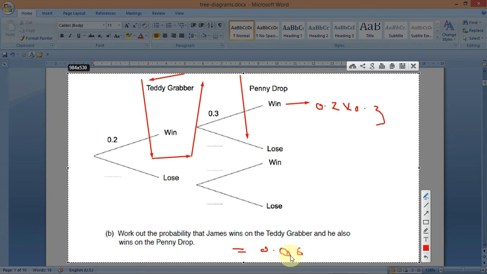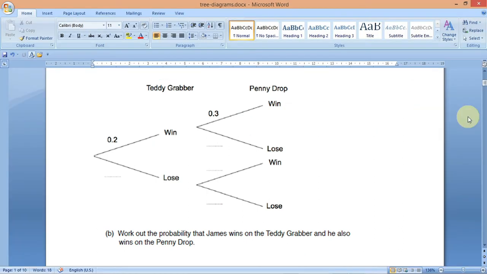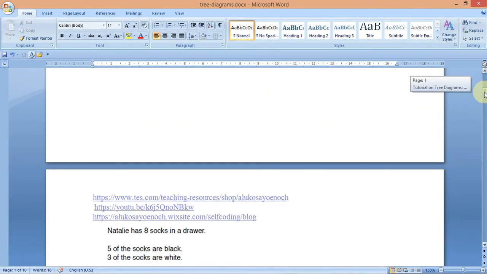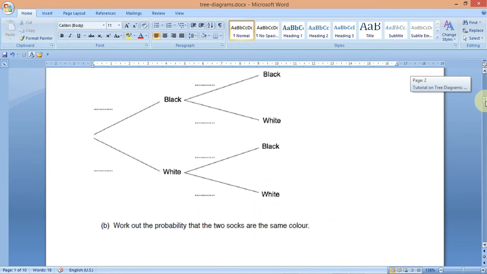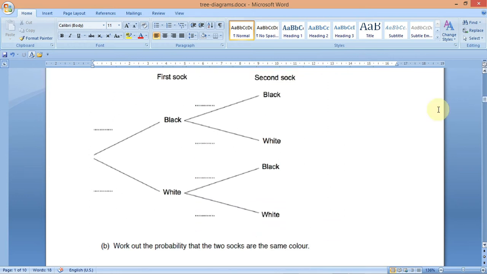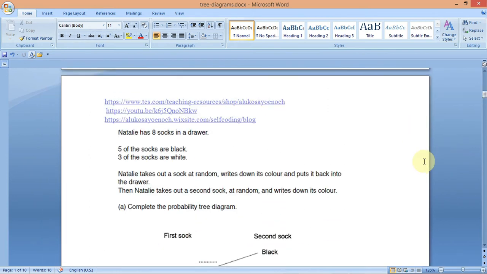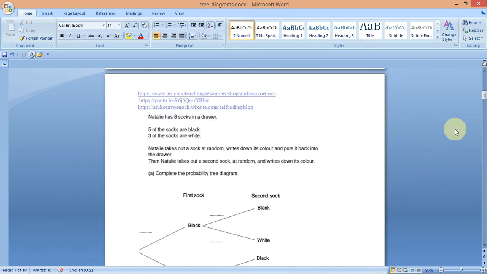Guys, hope that is clear. Next question. We have a lot of questions, guys, so let me just take my time. This time around, I think I will try to solve A and B together so that I don't lose track. I'll make it a little bit smaller. I'm sorry about that.